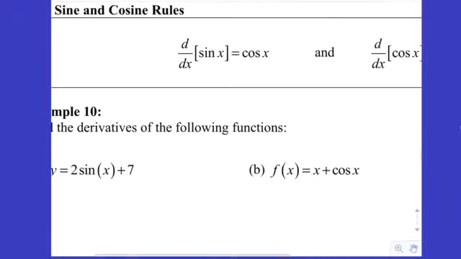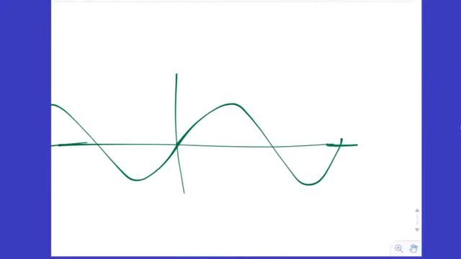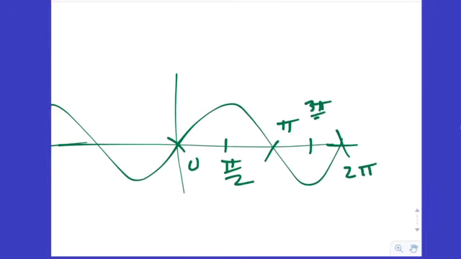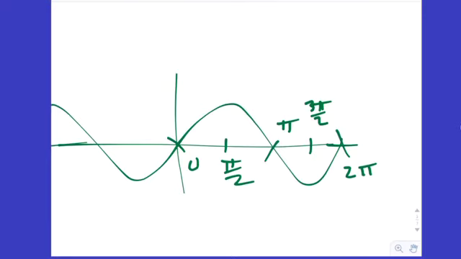It's kind of interesting to see why. Let's do something down here. Let's look at the graph of sine. It looks like that. This was 2 pi, this was pi, and this was 0, this was pi halves, and this was 3 pi halves. I'm going to sketch the derivative in blue, okay?